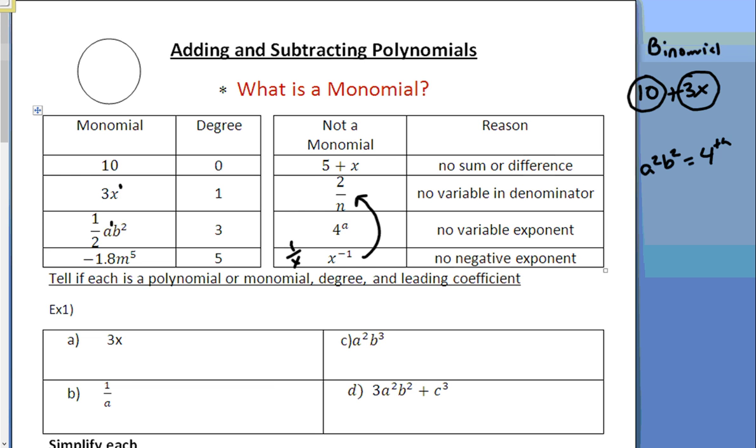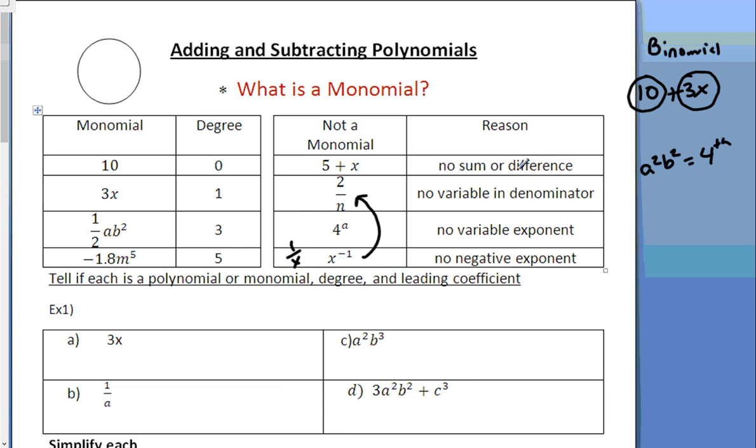Okay, in example 1, we're going to do a couple things in each problem. We're going to determine if it's a polynomial or monomial. You're going to find the degree, and you're going to find the leading coefficient. So I'm going to help you through all 3 of these things. All right. First thing, is this a monomial or not? Well, does it follow the rules of what a monomial is?